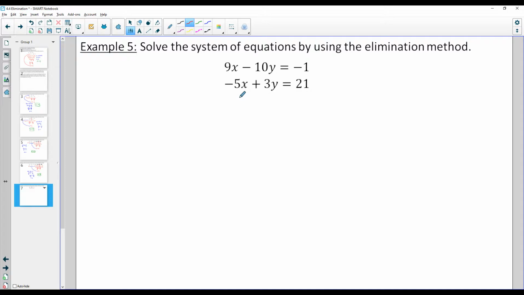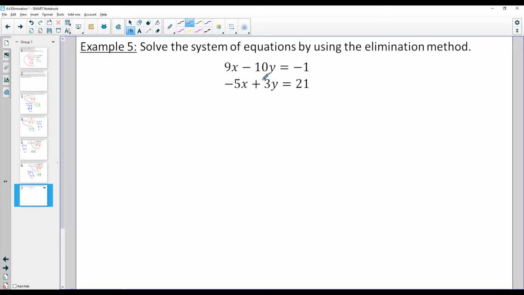All right, last one here. Funny thing we'll notice is 2 things going on. We can't multiply either of these. 5 doesn't multiply nicely into 9. 3 doesn't multiply nicely into 10. So what we're going to have to do in one like this is we're actually going to have to multiply both. So we're going to have to find a least common multiple, and whichever one you think is easiest.